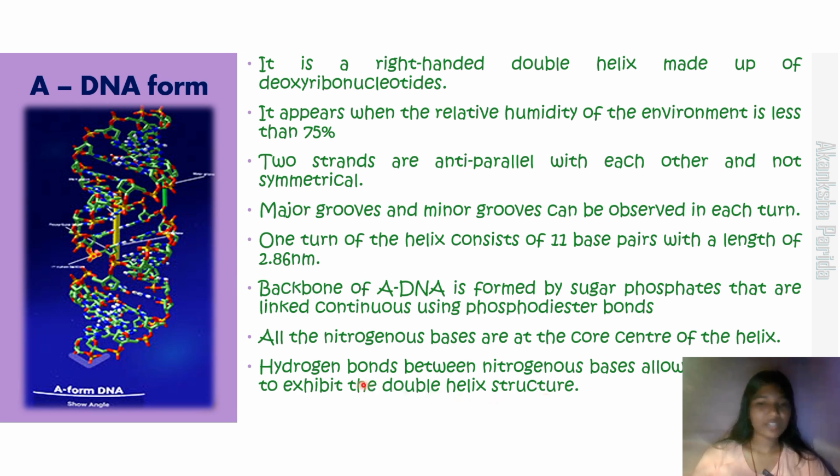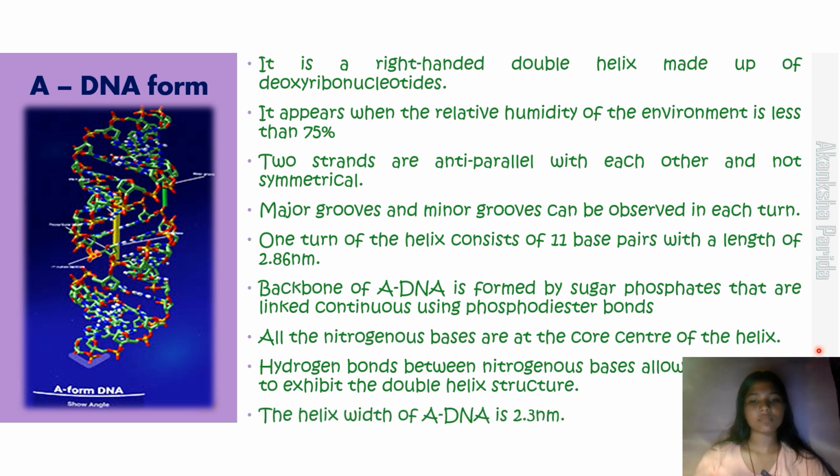That's why we can say that A-DNA is wider than B-DNA. The helix width is 2.3 nanometers.